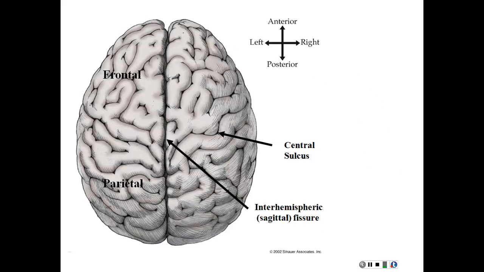Then we take a top-down view. We can see our frontal lobe, parietal lobe. We can see that deep sulcus, the central sulcus, separating again frontal and parietal, primary motor, primary somatosensory. And then you have the sagittal fissure, or the interhemispheric fissure. And if you were to hold the brain and just pry it open, when you look down there, you would actually see the corpus callosum.